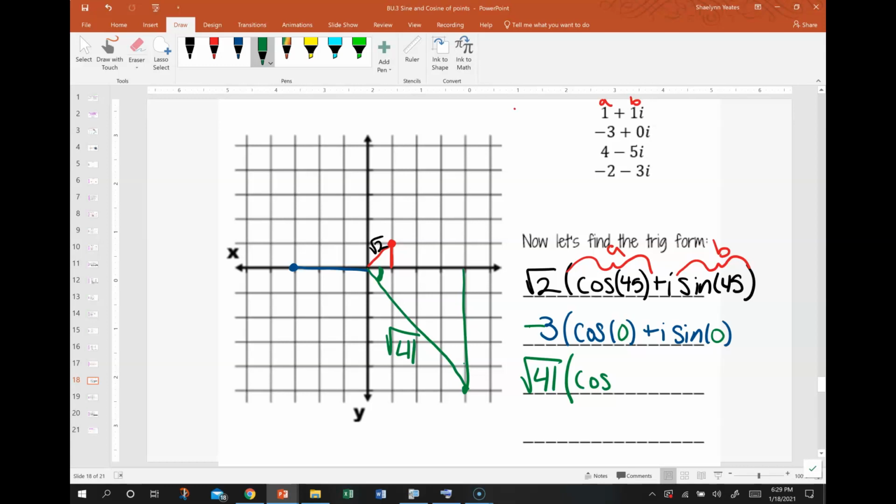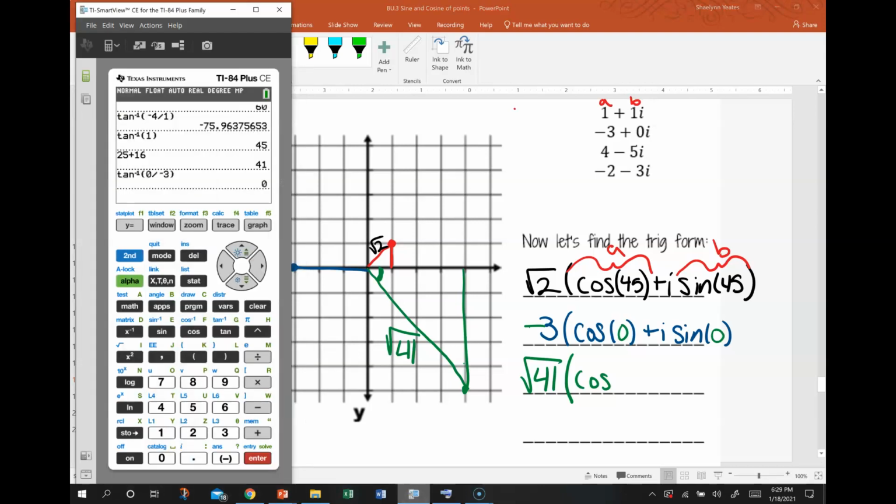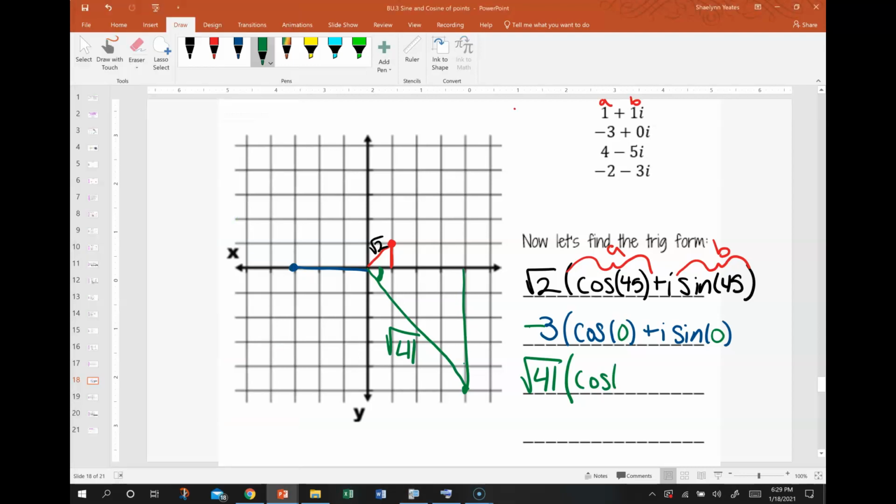Alright, and then if we do square root of 41 times the cosine of, and this is where we have to find it, so opposite will be negative 5. So we're going to do the inverse tangent of negative 5 over 4. Hit enter. We get negative 51.34. Plus i sine, and then the exact same thing, negative 51.34.